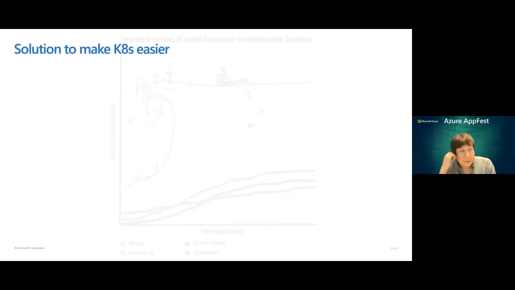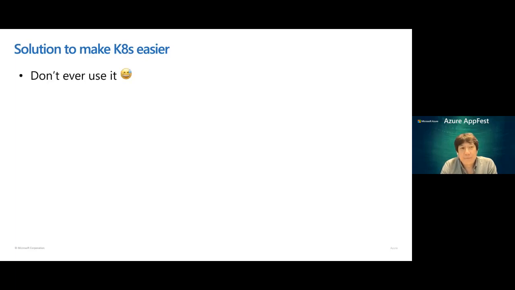So let's think about it. What's the solution then? We have this problem, right? We can agree that Kubernetes is not easy. So what can we do about it? Yeah, of course, don't ever use it, okay? Just run your apps on IIS, that's it. Probably it's not an option for you, for sure.